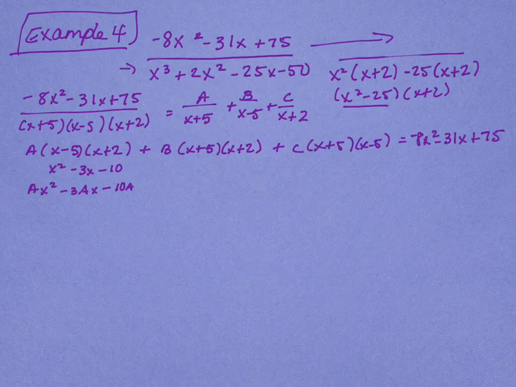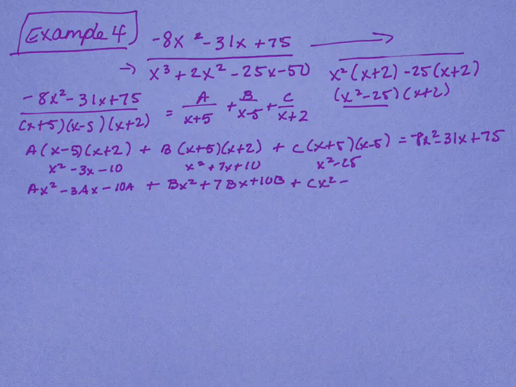Okay. And this factors to x squared plus 7x plus 10 because I have a 2 and a 5. So that would be plus bx squared plus 7bx plus 10b. And then this factors to x squared minus 25. So that would be plus cx squared minus 25c. All has to equal negative 8x squared minus 31x plus 75.